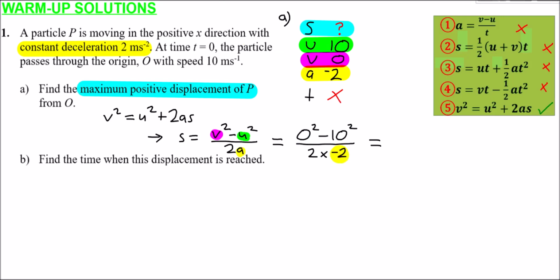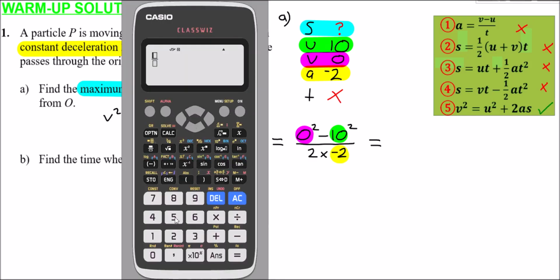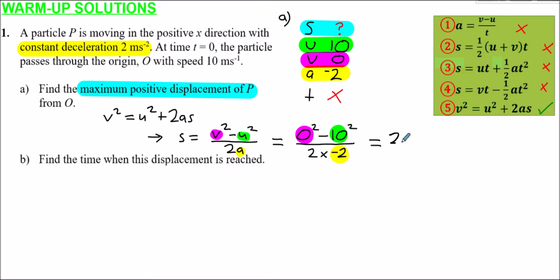And again, just colour coding it. We can now work this out, so get the calculator up. 0 squared is going to be 0, so just do minus 10 squared, which will be minus 100, all divided by 2 multiplied by minus 2. That gives us 25 meters.